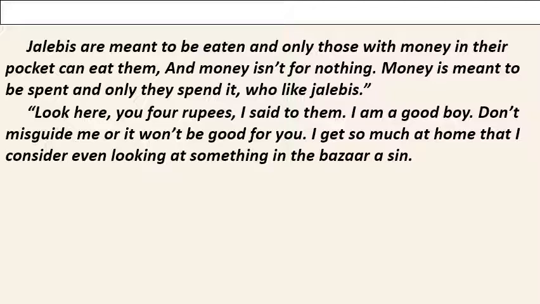Means the author replied and told the coins that he was a good and obedient child. He told them not to mislead him because it would do them no good. He mentioned that he was fortunate enough to get a lot from home, that even putting his gaze upon something in the market seemed like an immoral thing to do.